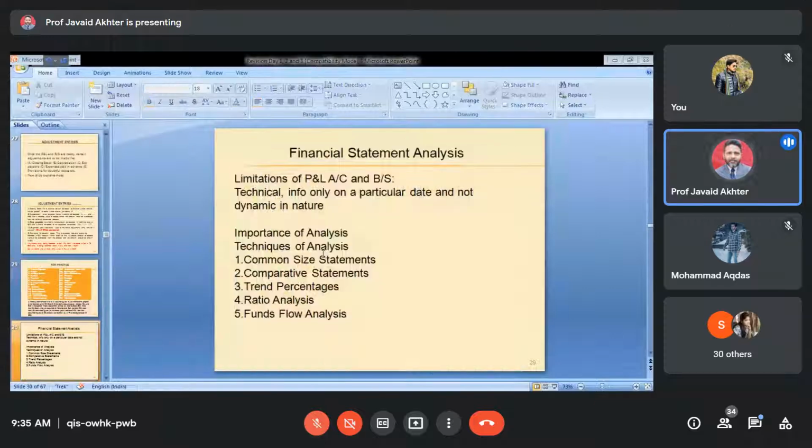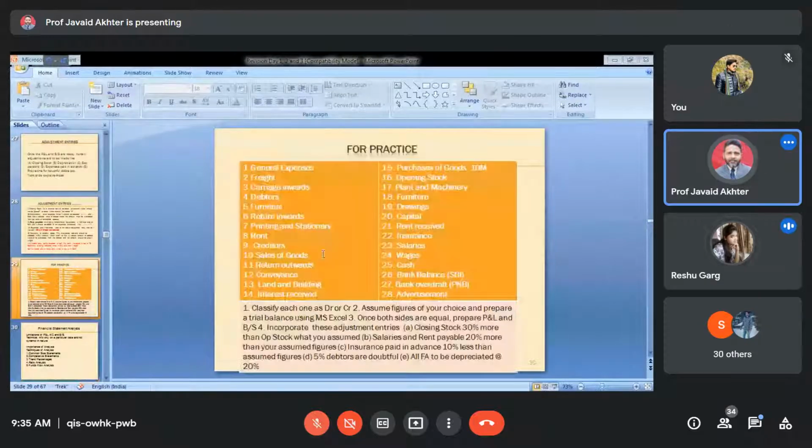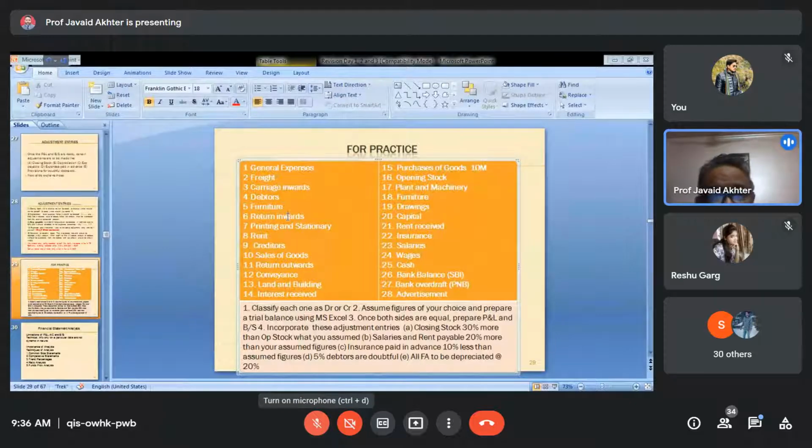So what is written, outwards? Okay. Return means you are returning something. Inward means something is coming back into your business, into your company. What will come back? The goods that you sold. So return inward means sales return. You sold goods and the person did not like the goods. Sales return.